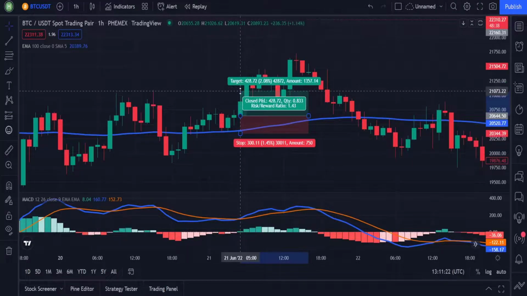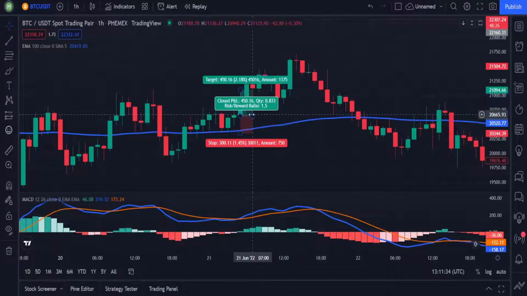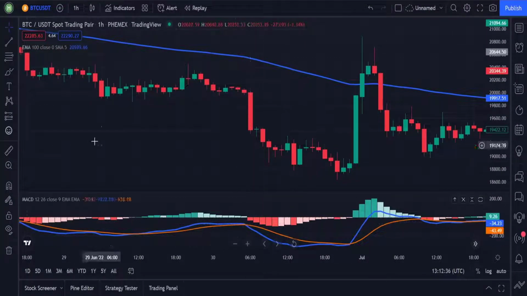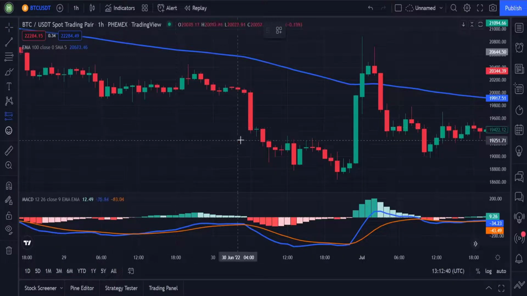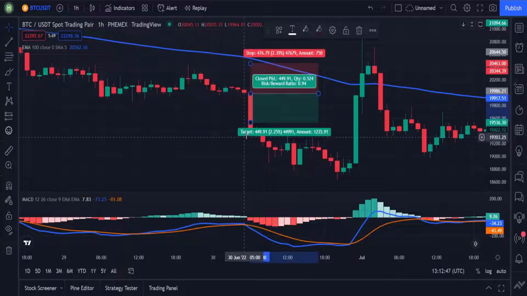Here we have a good short example. We have our price action below the 100 EMA, and the blue line is crossing below the orange line right here, so we would get in from the next candle. We would keep our stop loss at the recent swing low for a short trade. And if the risk to reward ratio is kept 1 to 1.5, we would hit profit right here.